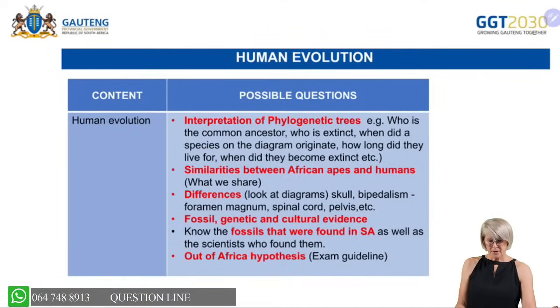Okay, so the possible questions that you can get is an interpretation of a phylogenetic tree. They can give you similarities between African apes and humans. They can ask you for differences, where we look at the different skulls, or we can look at the difference in the pelvis, or different parts of the skeleton. Then we also look at fossil, genetic, and cultural evidence, and then the fossils that were found in South Africa. Those ones you must know. And then the out of Africa hypothesis.